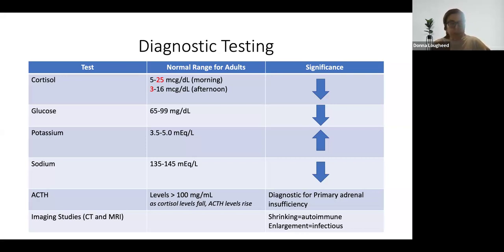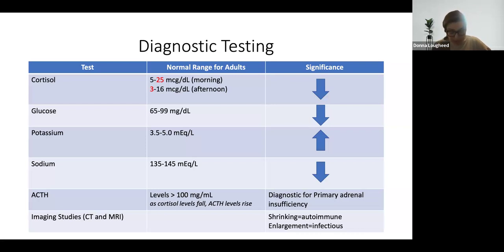Glucose kind of makes sense why we would look at that, right? So if we're looking at serum glucose, we expect that they're going to be hypoglycemic. If I look at potassium, serum potassium, they're hyperkalemic. Sodium would fall, right? Because they're not holding on to it, right? They're dehydrated. So a low level would be another diagnostic tool.